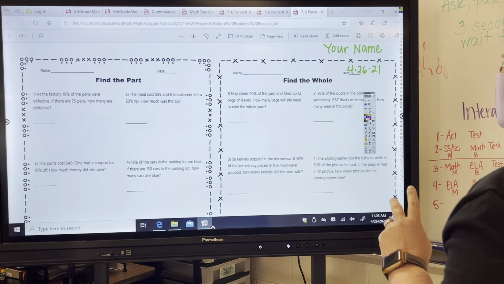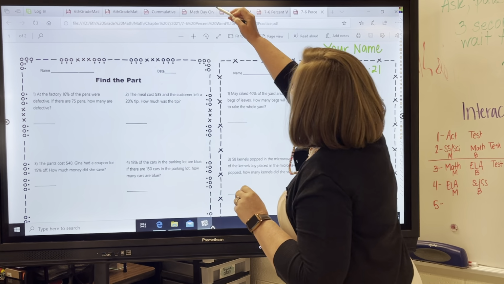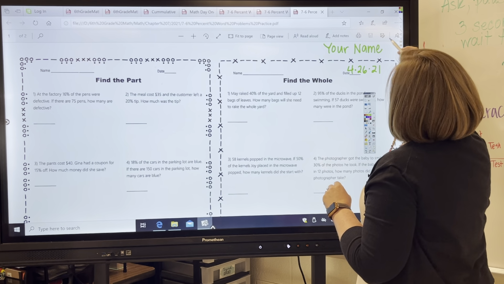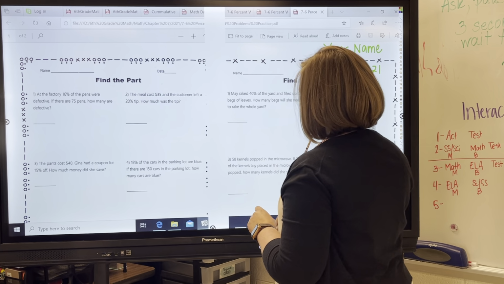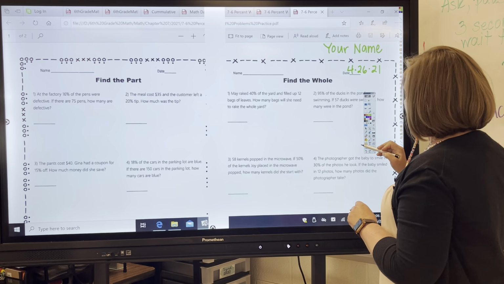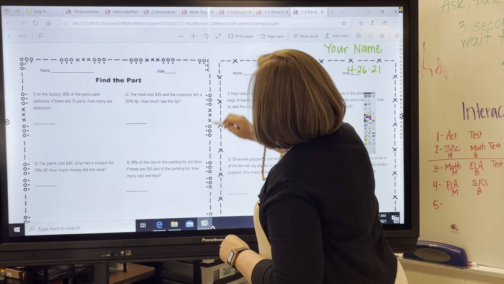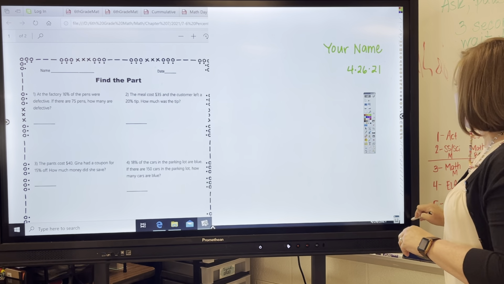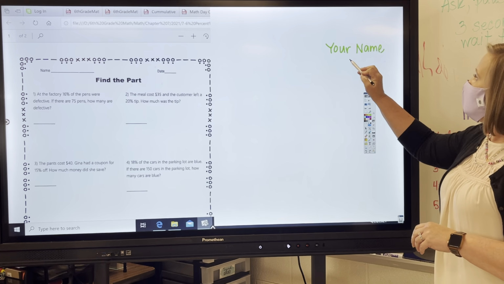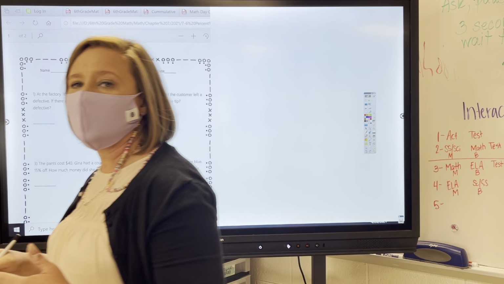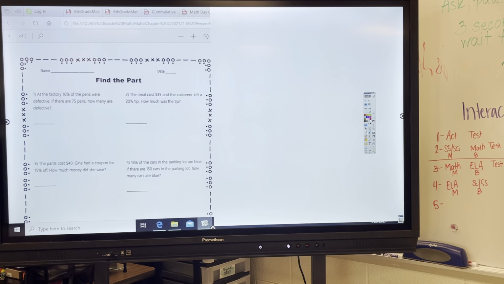Okay. Remember on Friday we talked about percent word problems, and I told you that this is a life skill that you need to know how to do. All right. This is something that you will put into practice almost more than any other math concept that you will learn.